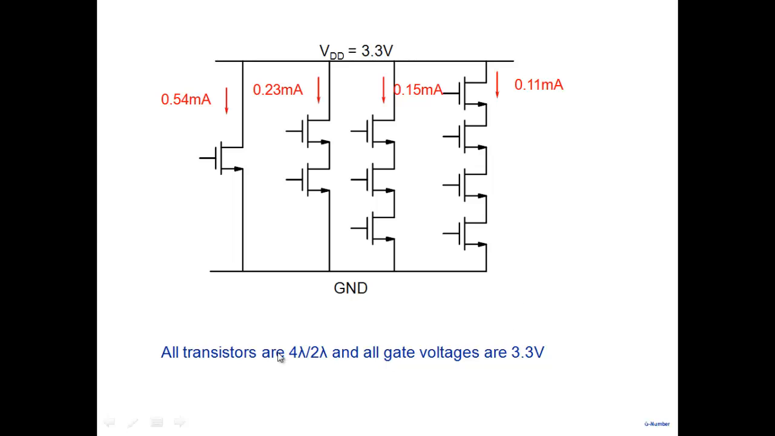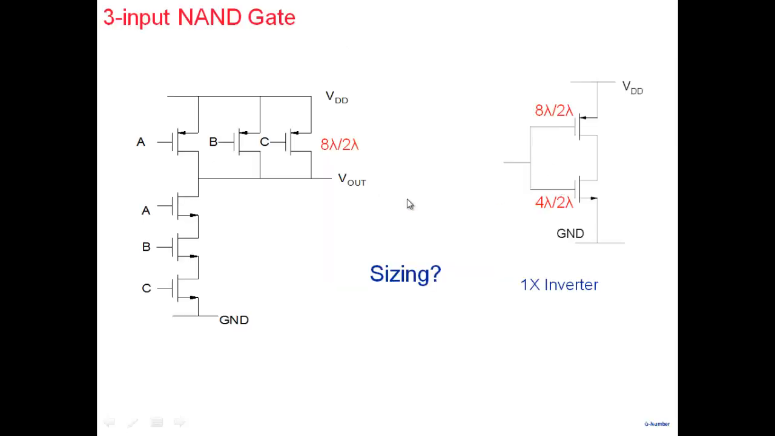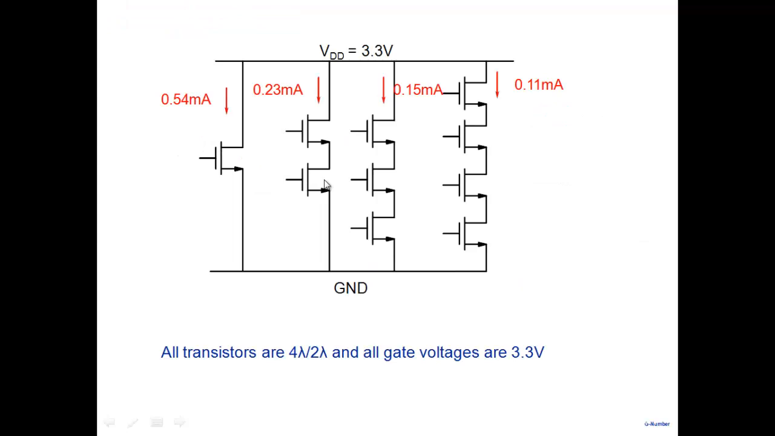All transistors are 4 lambda by 2 lambda here. 0.4 milliamperes here, 2 of them 0.23, 1 of them 0.15, and 4 of them 0.11. This is at 3.3. All the inputs are at 3.3 VDD. Now, note that when I'm discharging my capacitance here, all the transistors would be at VDD, and initially the capacitance node will also be at VDD. I'm discharging it from VDD to 0 or VDD to 1.65. So this is one condition which is of interest.